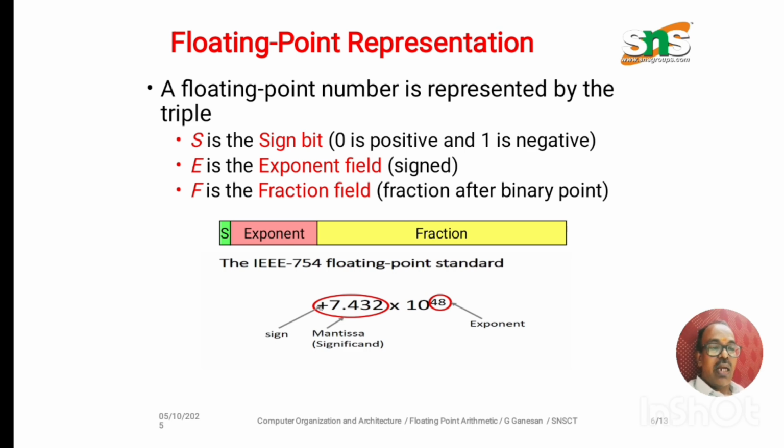The second important part in the floating point representation is the exponent part, the power. A decimal number has the base of 10, a binary number has the base of 2. Here we are using only binary numbers, so the exponent part has a base of 2. Then the fractional part is just the numbers after the dot. So the three significant parts are the sign bit, exponent bits, and fraction bits.